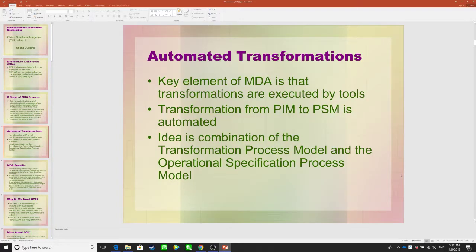So this automated transformation, that's what we want to do, is the key element of MDA: to transform and execute by tools. So when we're doing the modeling, we don't have to do the implementation all the time. We can just do this automatically. Ideally, we should be able to do that.